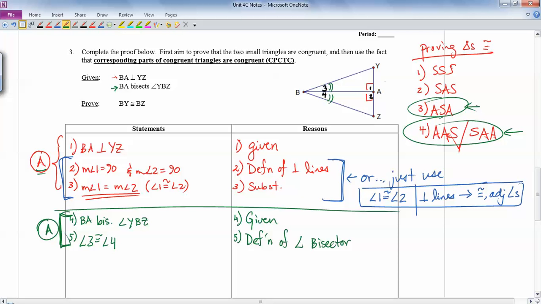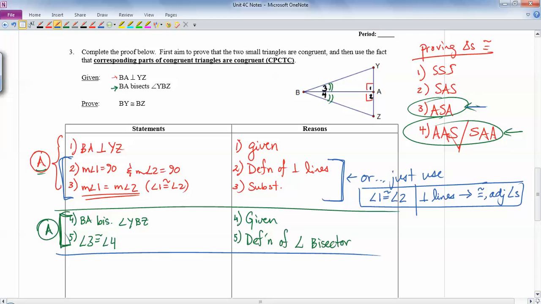Okay, so let me draw a line here. This is a second chunk of the proof. And notice the second chunk didn't depend on the first chunk. You could have put steps 4 and 5 right at the beginning of the proof, and that wouldn't really change anything. Okay, let's take a look at what else we can figure out.